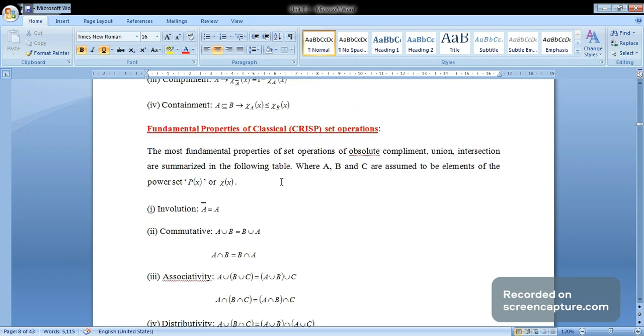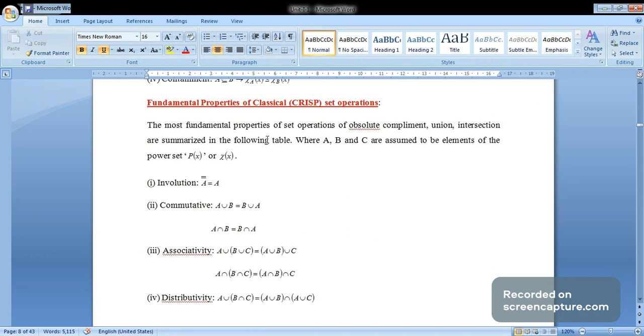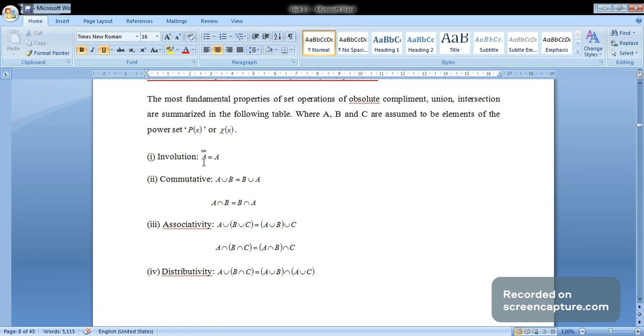Okay, next we go to the fundamental properties of classical sets. The most fundamental properties of set operations of absolute complement, union, intersection are summarized in the following table, where A, B and C are assumed to be elements of the power set P of X. The first property is involution: A complement whole complement equals A.